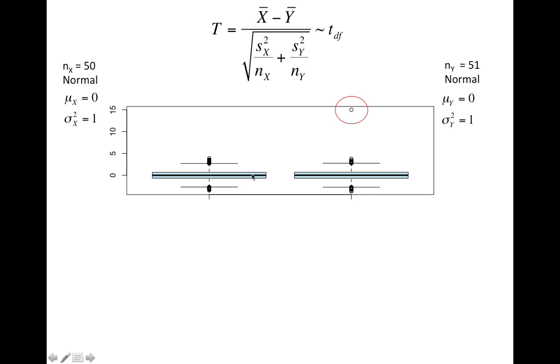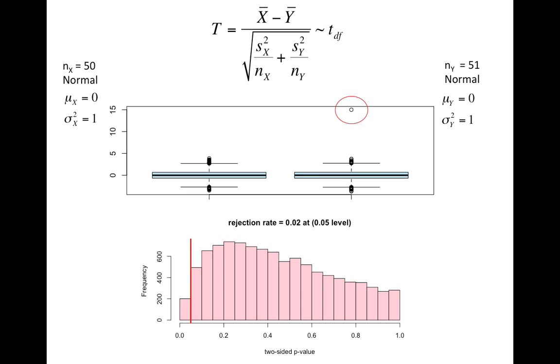I'm showing these distributions with box plots now instead of with histograms so that I have room to show you the outlier. The variances are the same. Sample sizes are approximately the same. They're both normal except for that one point. That one outlier can really throw things off.